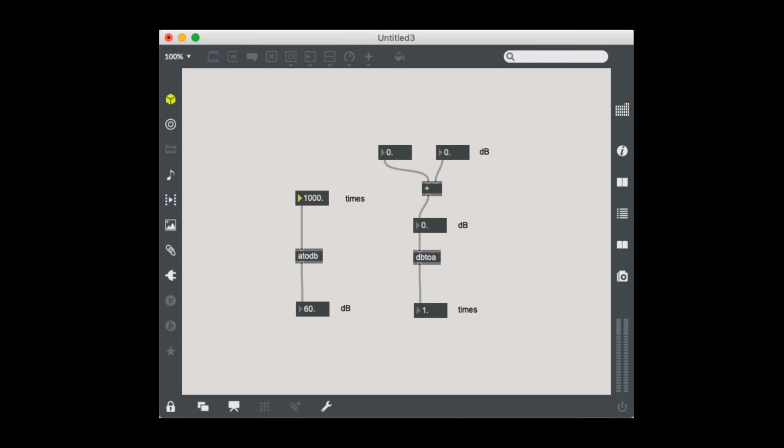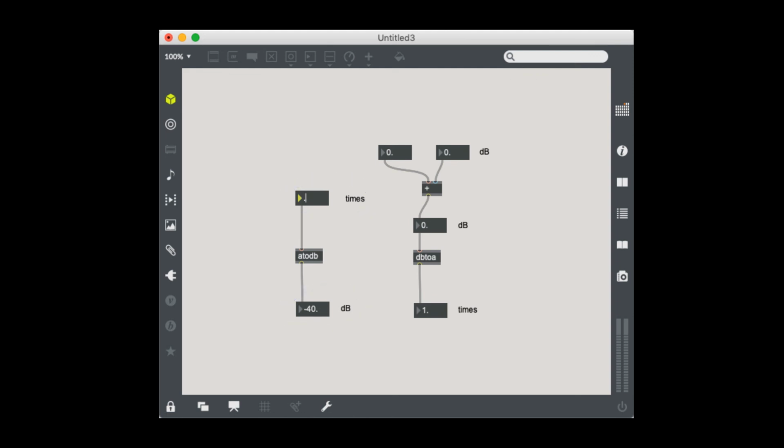If we reduce the level by dividing or multiplying by a fraction, we get negative gain, or reduction in level. 0.5 times equals -6 dB. 0.3 times equals -10 dB. 0.1 times equals -20 dB.